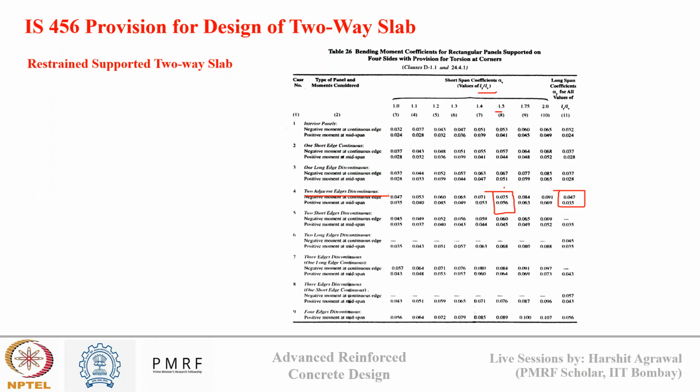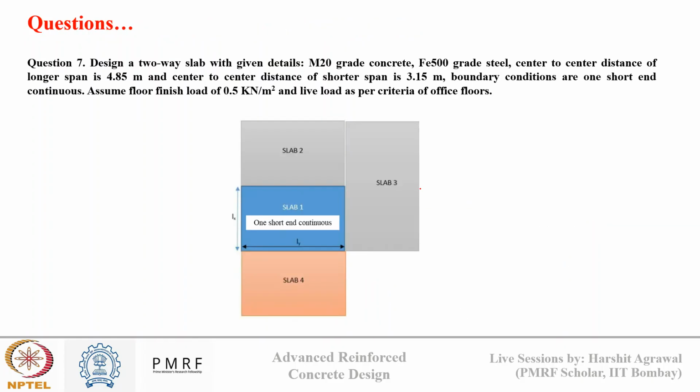So alpha x negative will be this value, alpha x positive will be this value, and along the longer direction alpha y negative will be this and alpha y positive will be this. So based on the table we can get the values of bending moment coefficients. Once we know the bending moment coefficients, we know the moment for all four points. So again, following the steps that we saw in one way slab design, we can design the two-way slab also. Let's solve one numerical to understand the application of this approach.